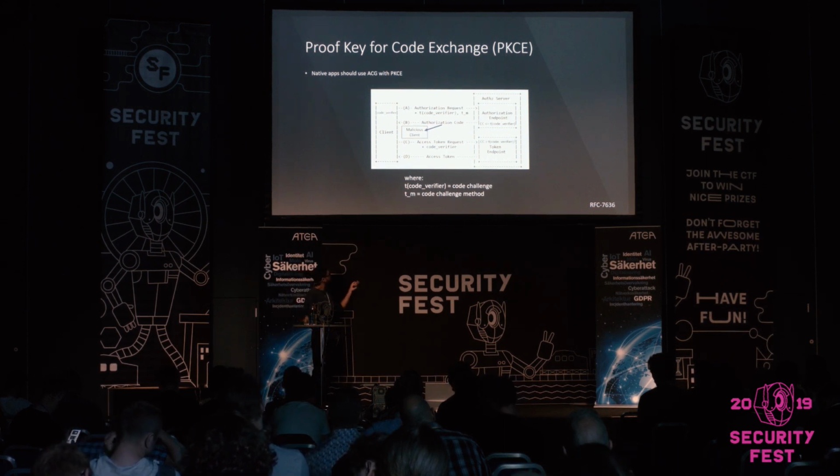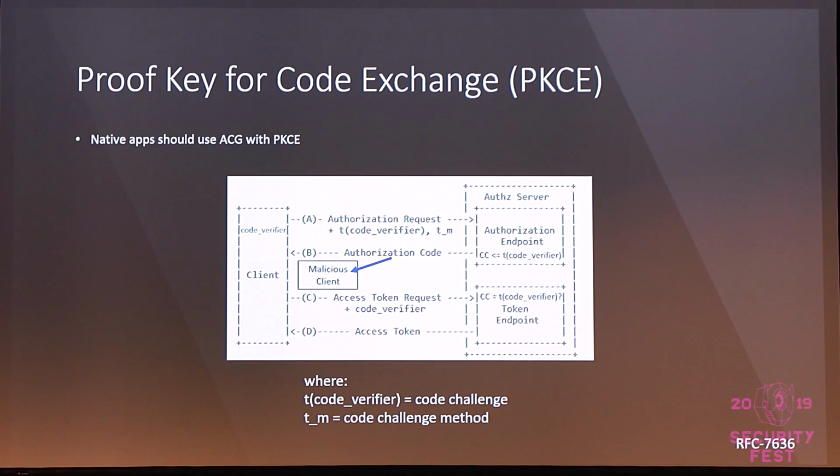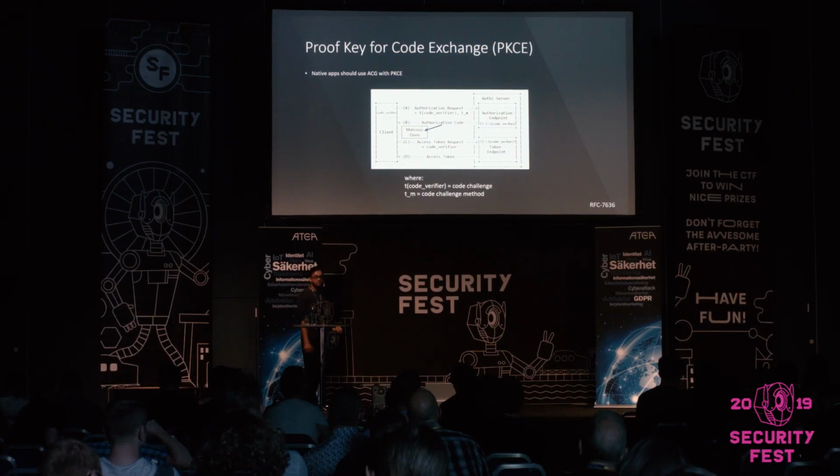Basically, the token endpoint will receive this code verifier, hash it again using the same code challenge method, and then verify whether the value matches the code challenge which was received earlier in request B. And if it does, only then the access token is sent back. Otherwise, it's not.